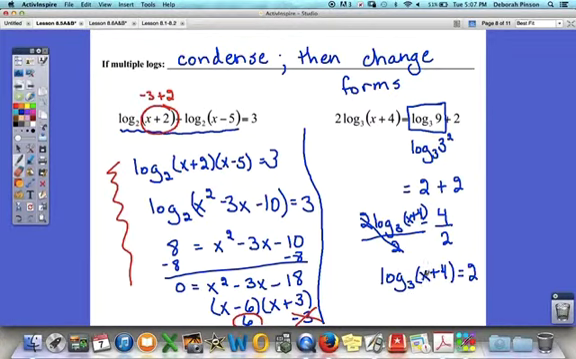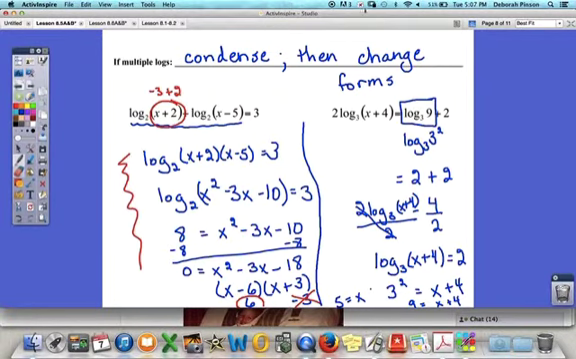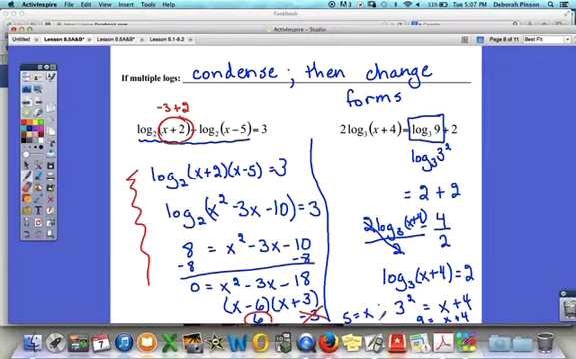Now, once I've got it combined down to just one logarithm, then I'll change forms. Again, I'm running out of space. This is 9. When I subtract my 4 over, I'll get 5 is my x. Now, I do want to just double check that it doesn't make my whole thing negative inside here. It doesn't, so 5's a good answer.